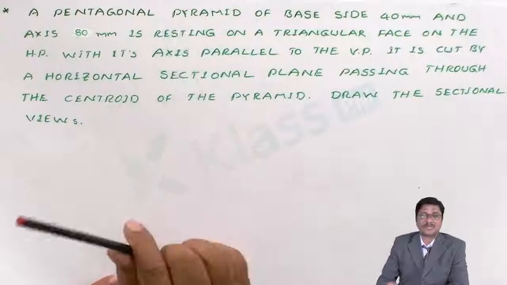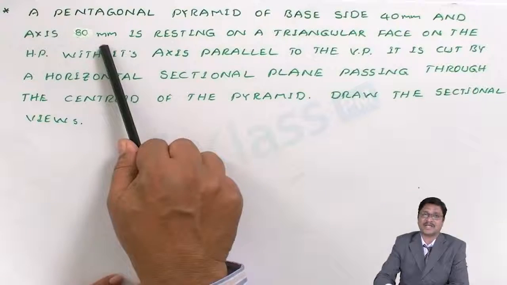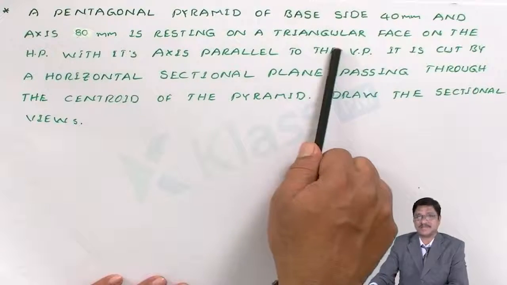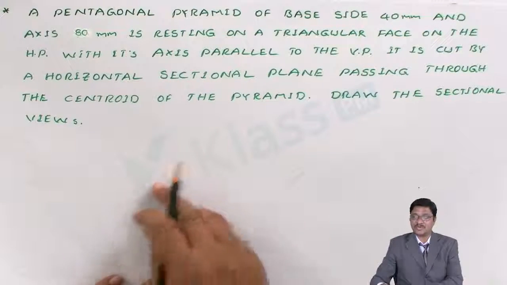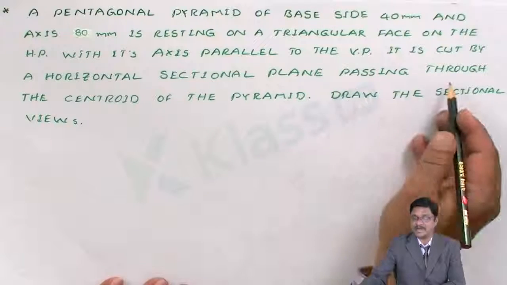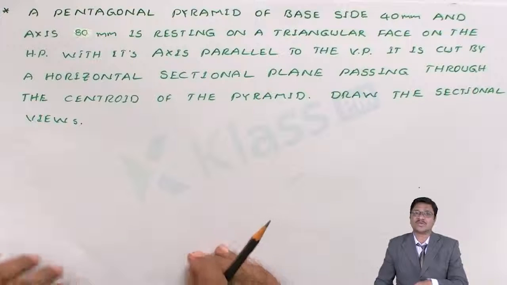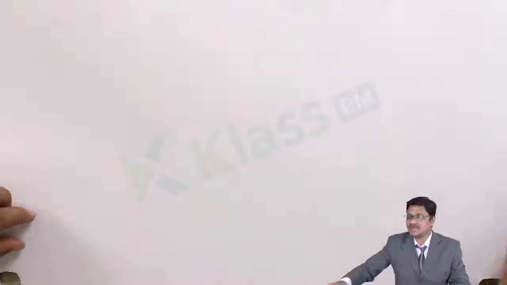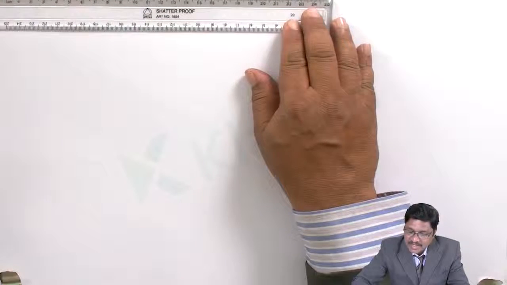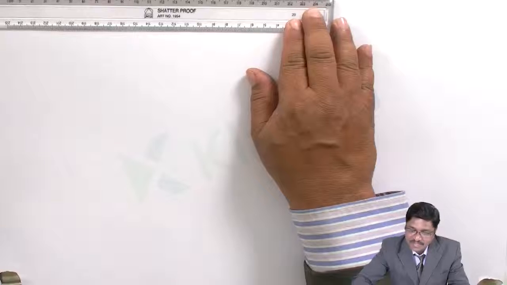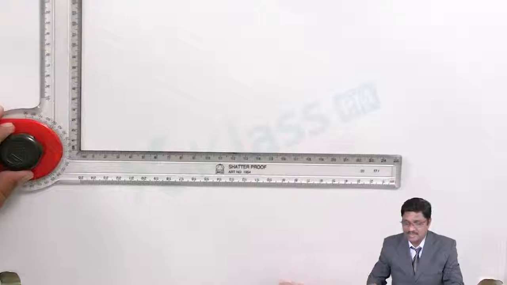Just remember the solid details. It is a pentagonal pyramid, base of 40, height of 80 mm, resting on a triangular face. First, complete the solid solution. Then come to the sectional plane detail by adding a horizontal plane passing through the centroid. Let me show how it is to be drawn. As usual, ensure that your drafter has been checked for alignment of the sheet, tighten the knob, bring it down and initiate the view.